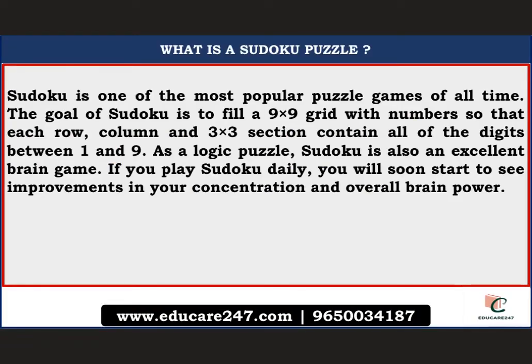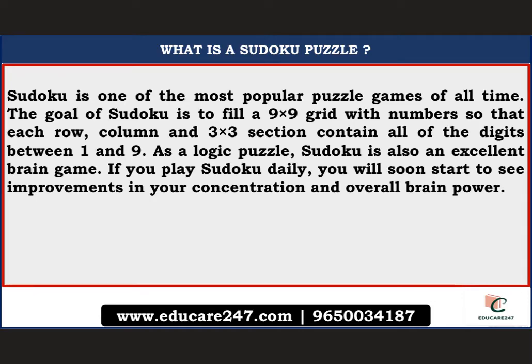So what is this Sudoku puzzle? Sudoku is one of the most popular puzzle games of all time. The goal of Sudoku is to fill a 9x9 grid with numbers so that each row and column and a 3x3 section contains all the digits between 1 and 9. As a logic puzzle, Sudoku is also an excellent brain game. If you play Sudoku daily, you will soon start to see improvements in your concentration and overall brain power.